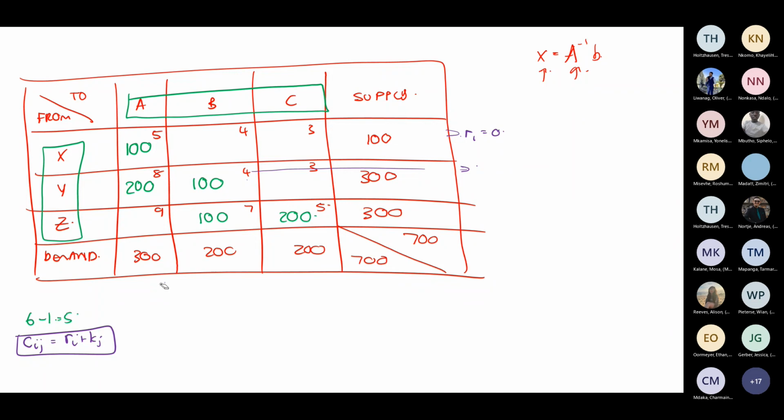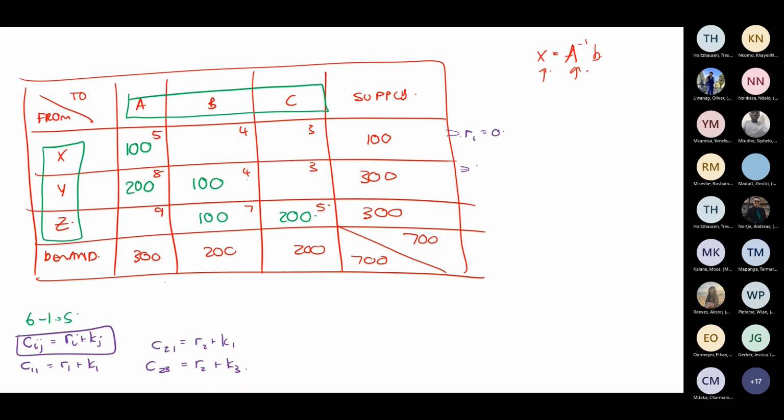But if you do get lost, you can always go and link up and say, I'm looking at C11, which means I need R1 plus K1. Or I'm looking at C21, which means I need R2 plus K1. Or C23, R2 plus K3. So if you do get lost, you can always look at it like that.